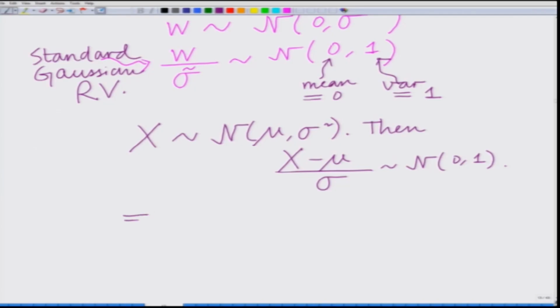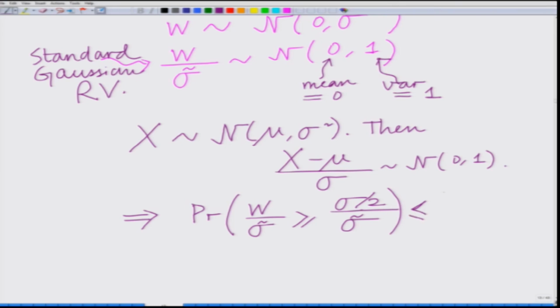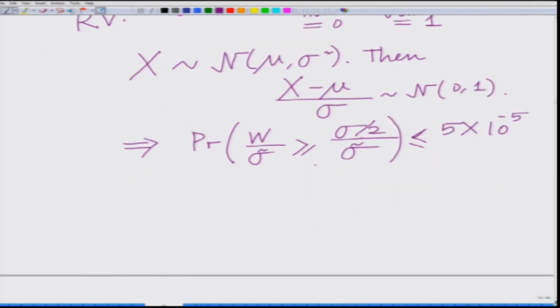Okay. And now we have the probability. So, this implies the probability that W divided by sigma tilde is greater than or equal to sigma by 2 divided by sigma tilde has to be less than or equal to 5 into 10 to the power of minus 5. And this quantity, the probability that the standard Gaussian random variable with mean 0 and unit variance is greater than or equal to any quantity x, is given by Q of x.